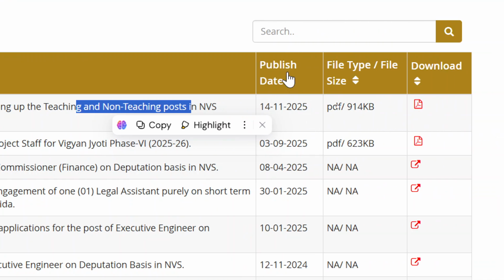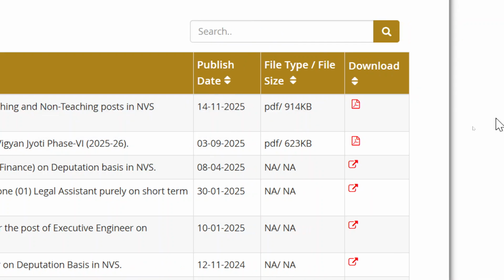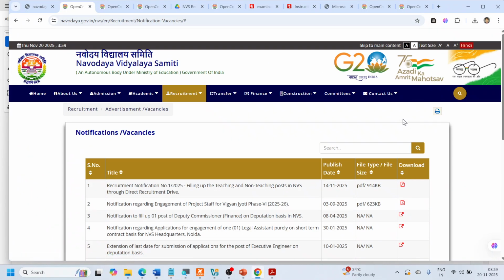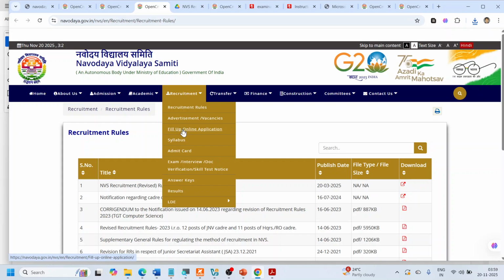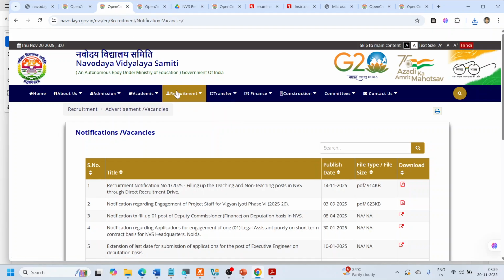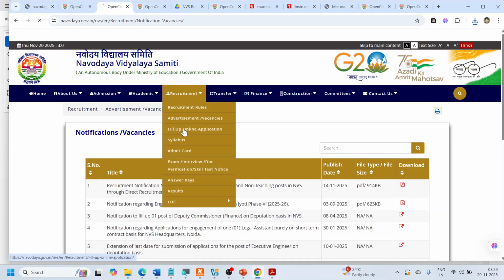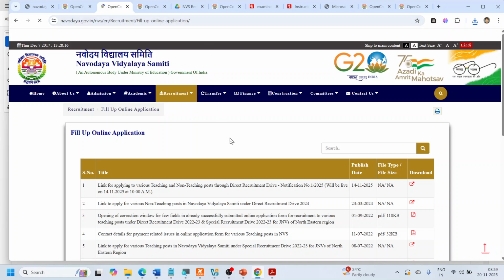I've already told you the application has started from the 14th November. You can click on this to download the details. Now I will go to the recruitment over here, so you can see the filling up of online application. If you click on here, you can get all the online application details.